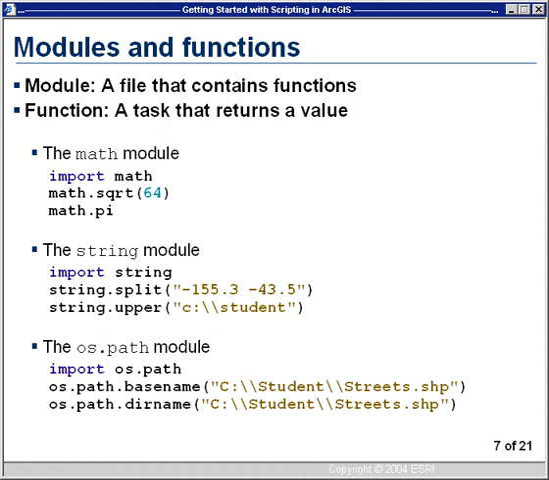In the example on the slide, 3 modules are being imported: the math module, the string module, and the os.path module. Once the module is imported, you can access the functions in a module by prefixing the name of the module to the name of the function. For example, to access the square root function in the math module, type math.sqrt. This function returns a value of 8. Some modules contain dozens of functions, and other modules contain just a few. In total, there are hundreds of functions available to any Python programmer.